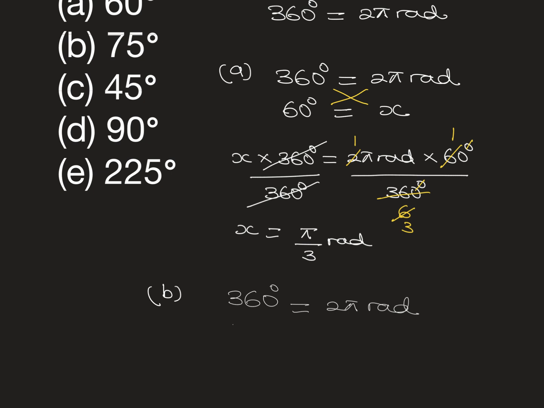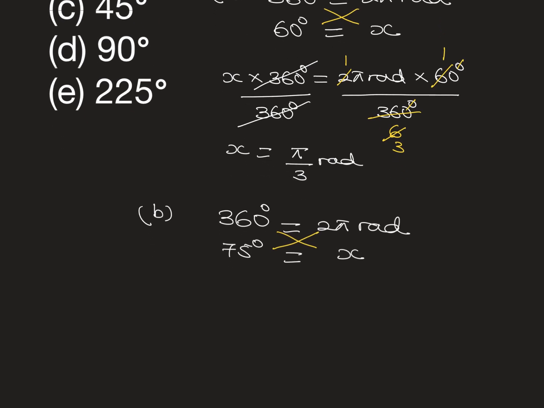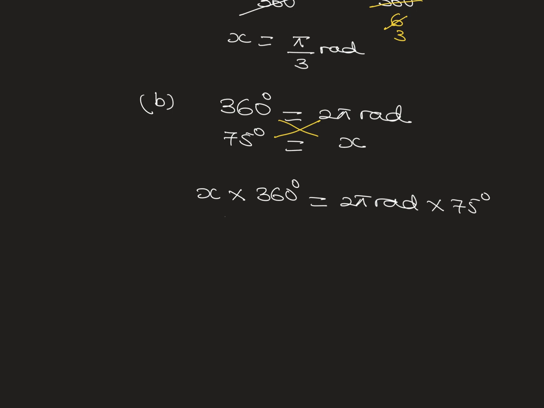Moving on to B, we know that if we have 360 degrees is equal to 2 pi radians, what is 75 degrees? We can say that is equal to x. So what do we do? We cross multiply. We're going to have x times 360 degrees is equal to 2 pi radians times 75 degrees. So to find x alone, we will divide both sides by 360 degrees. So this will cancel this. The degree has now cancelled the degree. 75 over 360. If you simplify that, you will have 5 all over 24. That is, 15 goes into 75 five times. 15 goes into 360 twenty-four times.